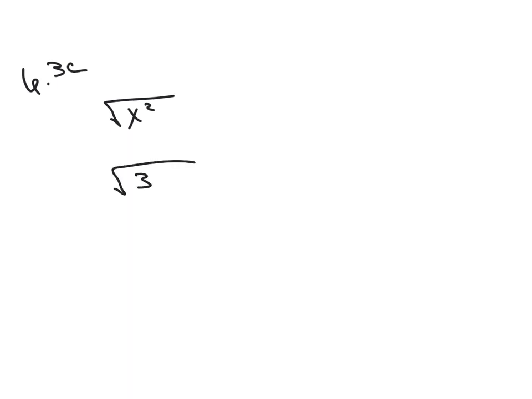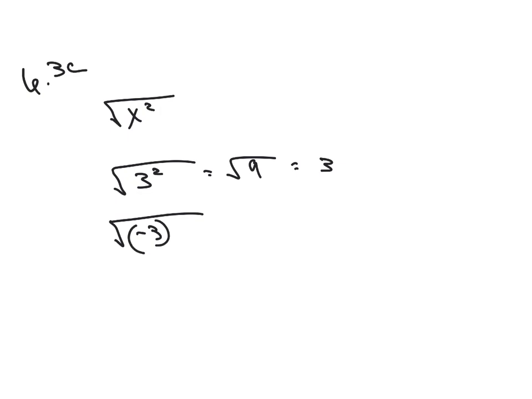Okay, so let's say, for example, that instead of an x, we had a 3. So that means that the radical sign and the exponent go away and we have just 3. Or if we were to actually do the math, we would get the square root of 9, which is 3, correct?